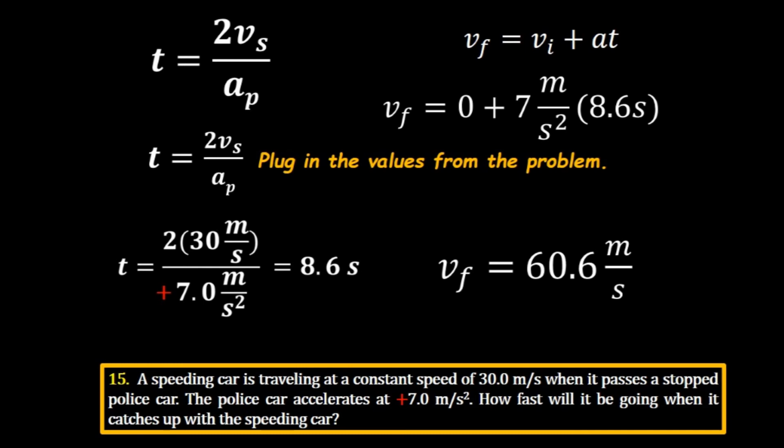So this was such an important problem. Before we go on to the next problem, I want to review what we did. We wanted to know how fast the police car will be going when it catches up with the speeding car. Remember, you went back in the problem and plugged in for vf equals v naught plus at, and you came up with 60.6 meters per second.